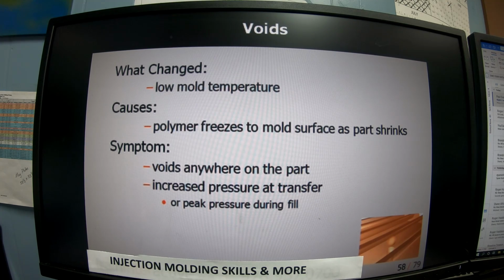In a case unique to voids, a low temperature mold can cause the polymer to freeze to the mold surface. As a result, most of the shrinkage takes place internally, causing the polymer to pull away from itself, creating voids.